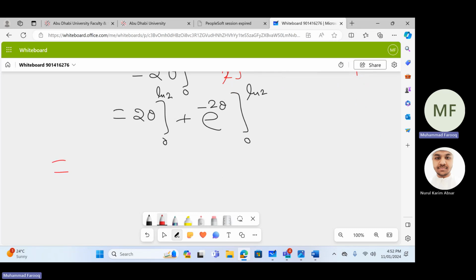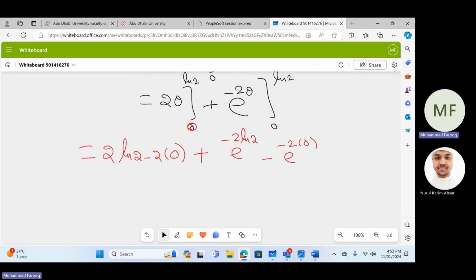Okay, start please. 2 times ln 2 minus 2 times 0 because lower limit is 0. Understand? Yes. Come on. E power -2 times ln 2 minus e power -2 times 0. Please, I just substitute upper and lower limit in my answers. Easy. It's up to you. You can use it in one or you can use it separately. Both are correct. Don't worry.